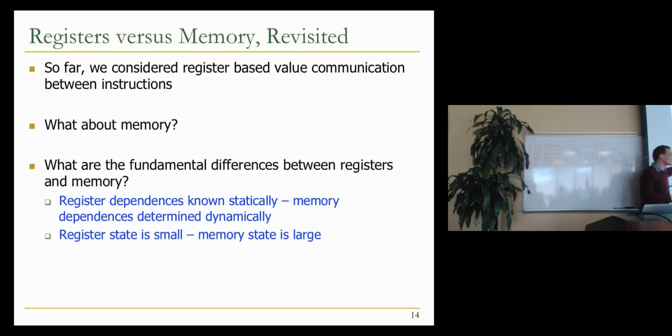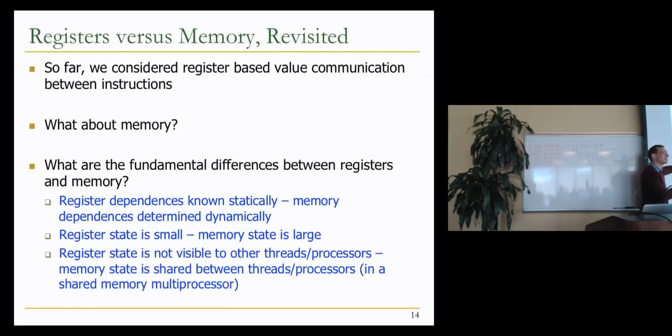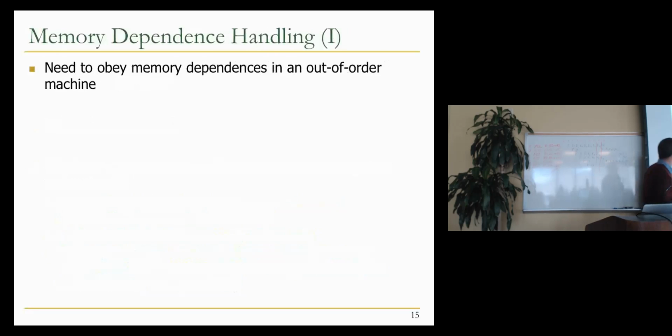Register state is small, memory state is large. Otherwise, it doesn't make sense, right? Otherwise, you cannot exploit a small, fast register file. And register state is not visible to other threads. We've discussed this. This is why using a history buffer is very dangerous for memory, because you may have already propagated the value that you've written speculatively to another processor that reads that location.